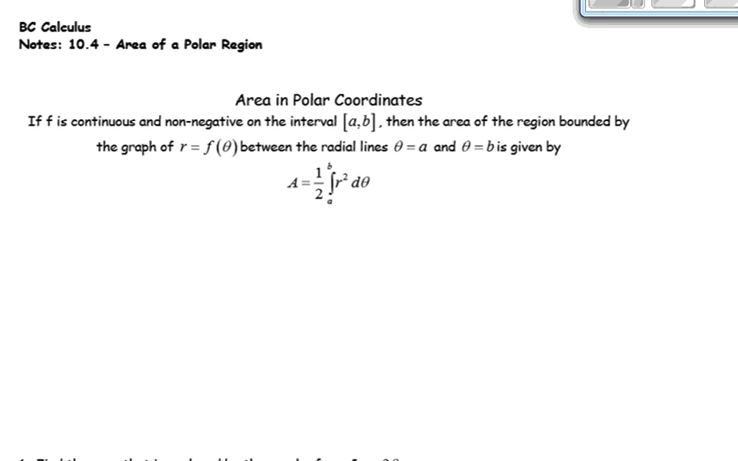This video is covering section 10.5, which is talking about the area of a polar region. So this is actually a typo here. Your note should say 10.5. Okay, so to find area in polar coordinates.